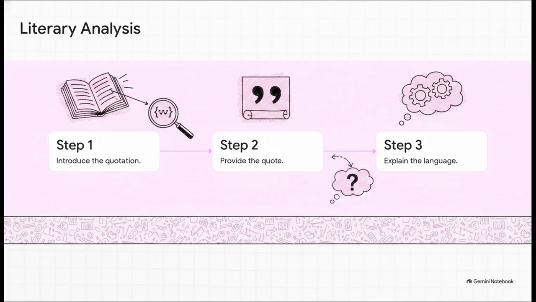Step 1, introduce the quotation so your readers know exactly what they're supposed to be looking for. Step 2 is providing the actual quote itself. And step 3, this is crucial, you take the time to explain exactly how the language of that quote supports your point. Never, ever assume a quote is just self-explanatory.